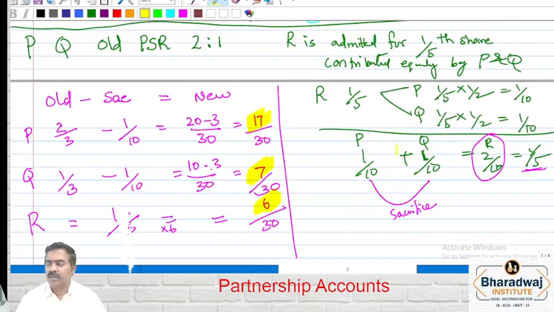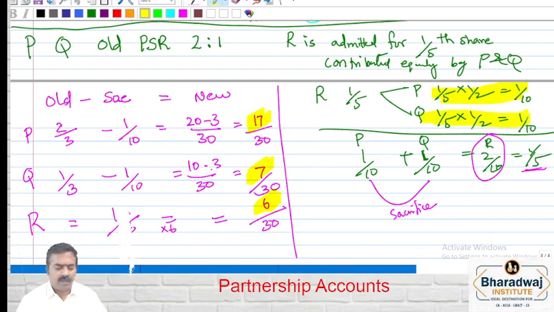In this question, what is given to us? R is admitted for 1/5, contributed equally by P and Q, which means P gives half of that and Q gives half of that. 1 by 5 into 1 by 2. Like that, the contribution is given. Based on that, 1 by 10 plus 1 by 10. What will the new partner get from the sacrifice? 2 by 10, nothing but 1 by 5. So, old ratio minus sacrificing ratio will give us the new ratio. Old ratio 2 by 3, 1 by 3 minus sacrifice gives us the new ratio. To bring this to a common denominator, 5 into 6 gives us 30. So, 1 into 6, 6 by 30.